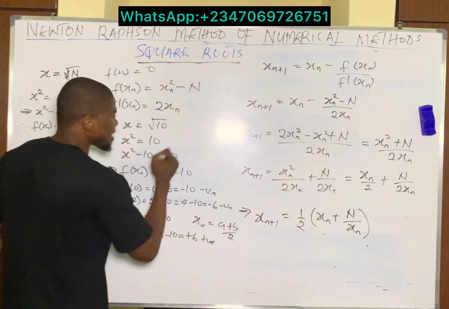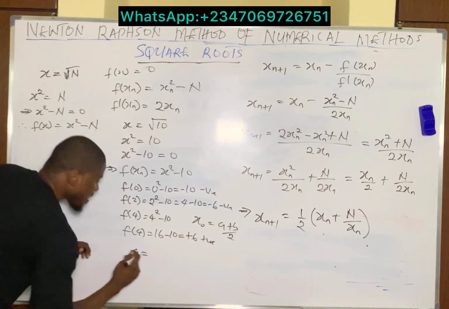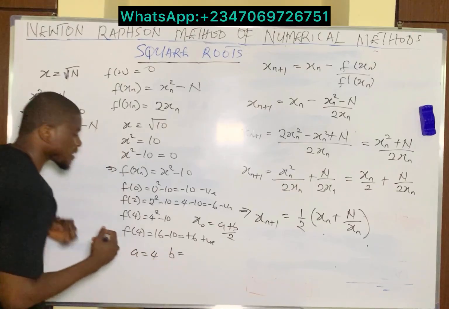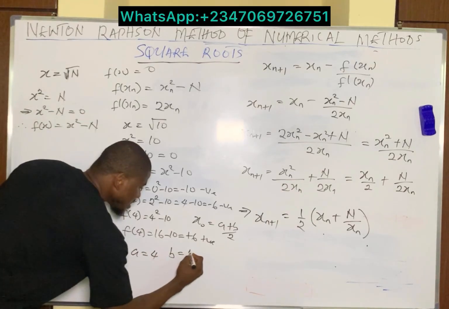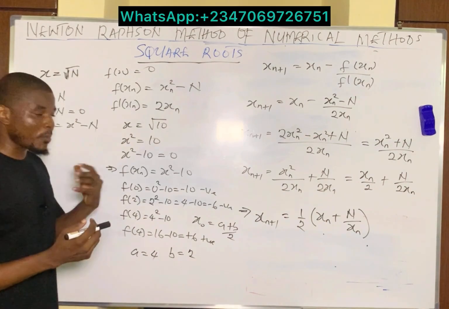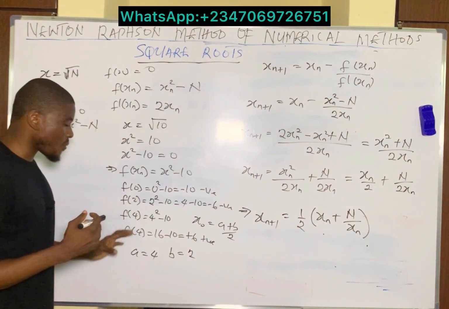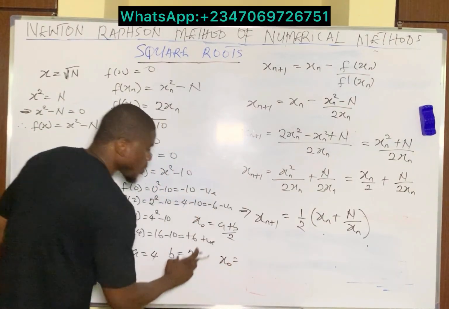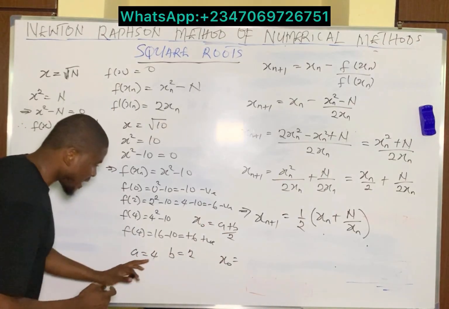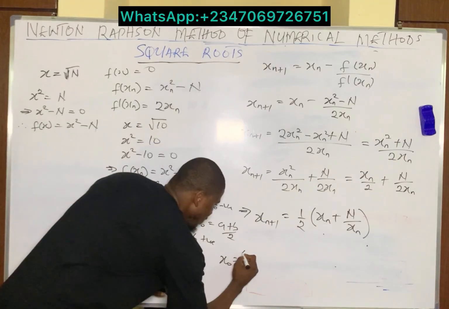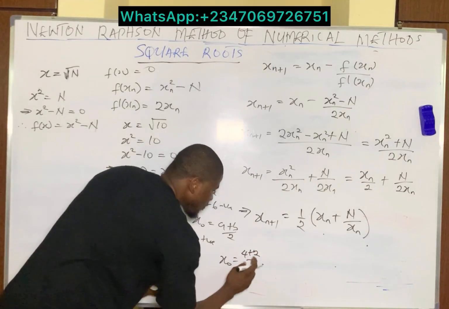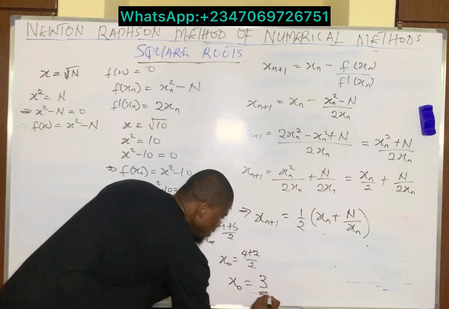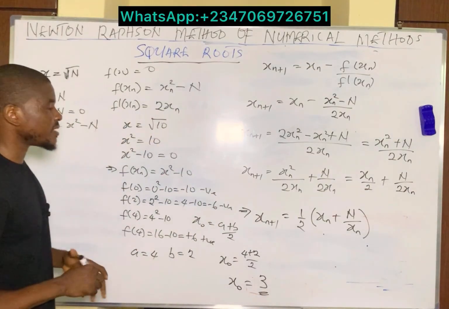So this simply means that my a is the one that causes the function to be positive, which in this case is 4, and b is the one that causes the function to be negative, which in this case is 2. Therefore, my initial guess, x naught, is equal to a plus b divided by 2, so 4 plus 2 divided by 2. 4 plus 2 is 6, divided by 2. This implies that my initial guess is 3. So my x naught is 3.